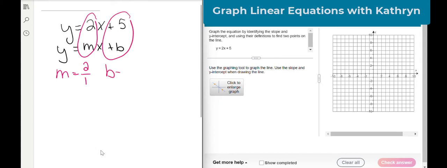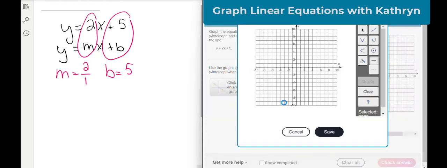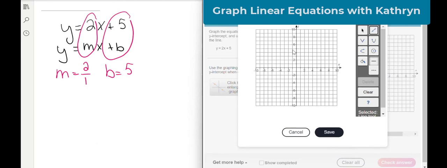My y-intercept is 5. So we already found the y-intercept and the slope. To use the definition, all we're going to do is go over here, click to enlarge. First I have to press my line here. Then I'm going to go to 5 on my y-intercept. And my slope is 2 over 1, so it's a +2. So I'm going to go up 2, 1, 2, and over 1, and click.